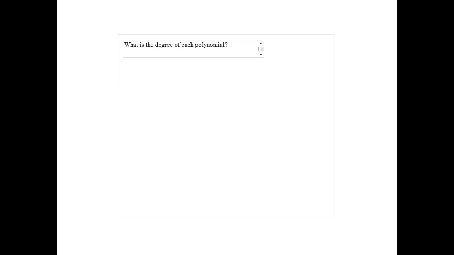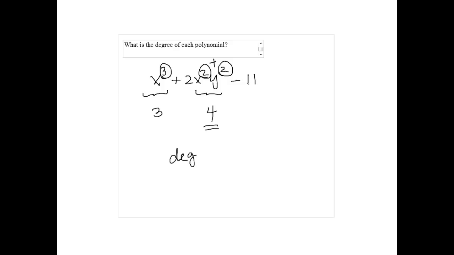What is the degree of each polynomial? x cubed plus 2x squared y squared minus 11. The degree of the first term will be 3. And the degree of the second term, you add the exponents, so the degree is 4. Since 4 is bigger than 3, the degree of the polynomial is 4.